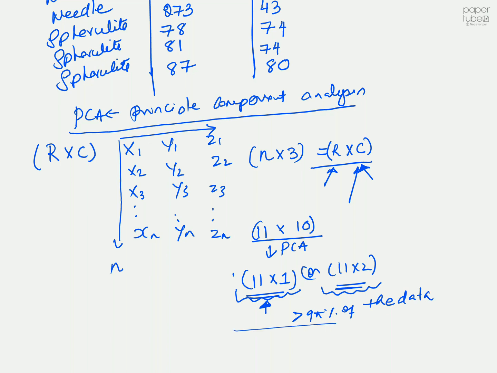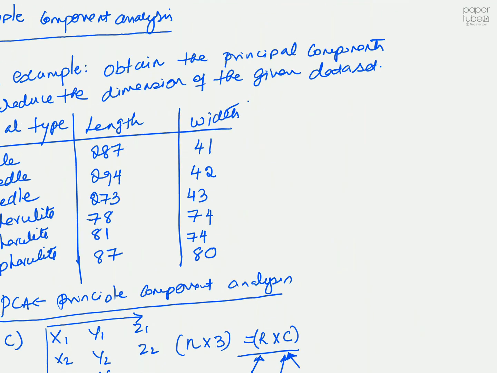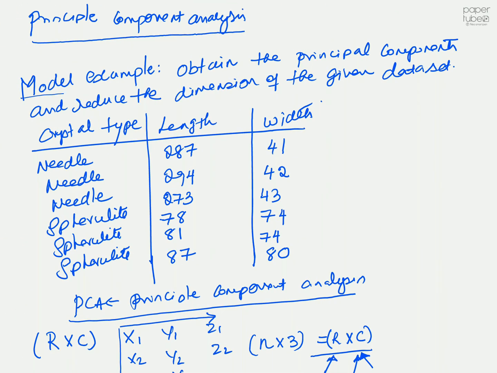So that's the idea behind PCA. Maybe I can upload a separate video on the PCA algorithm and how it works. But for the moment, I'm going to assume you already know what the PCA algorithm is and the steps involved, and then we are going to use that algorithm to reduce the dimensions in the given data set. So what we have here, I put a model example. The goal is to obtain the principal components, which is here, just to follow the line, and to reduce the dimensions of the given data set.